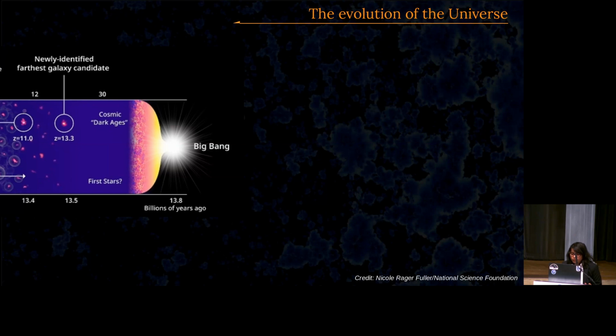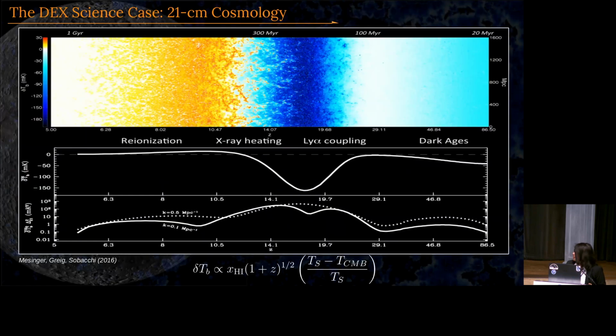Now, the UV photons from the stars started to ionize the universe. Over a period of millions of years after the Big Bang, the universe got ionized again, and this period is termed the epoch of reionization.